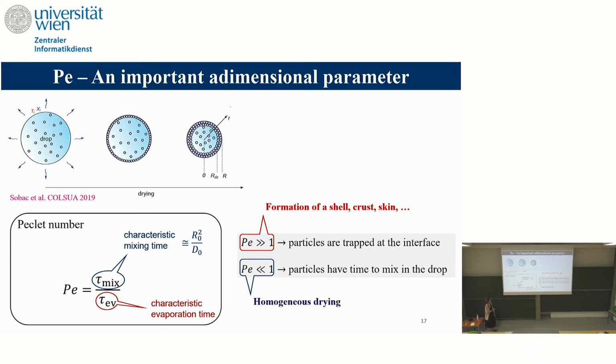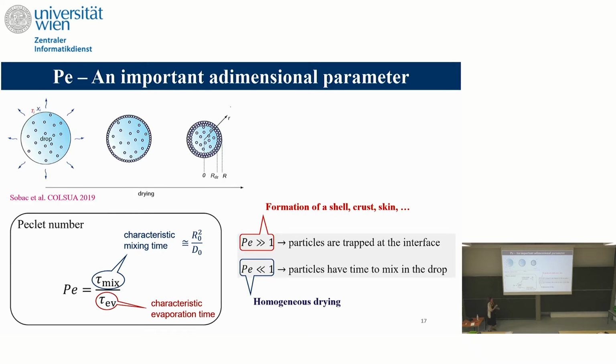And basically, when this Peclet number is small, it means that when the drop shrinks, the particles have time to mix, okay? And convection will help with this mixing. Well, you expect to have a homogeneous drying, particles everywhere all the time, okay? When this Peclet number is very large, particles don't have time to mix.